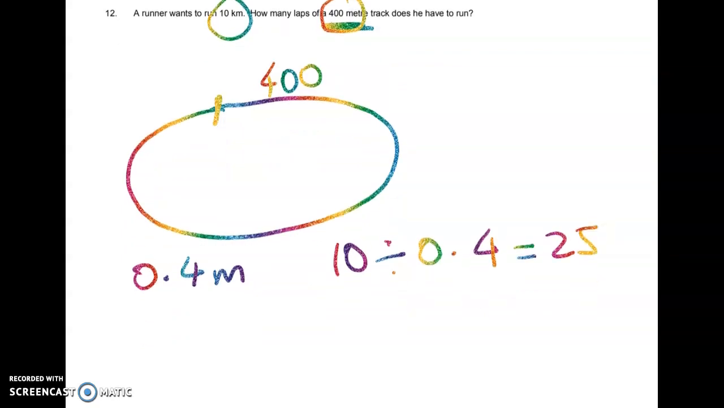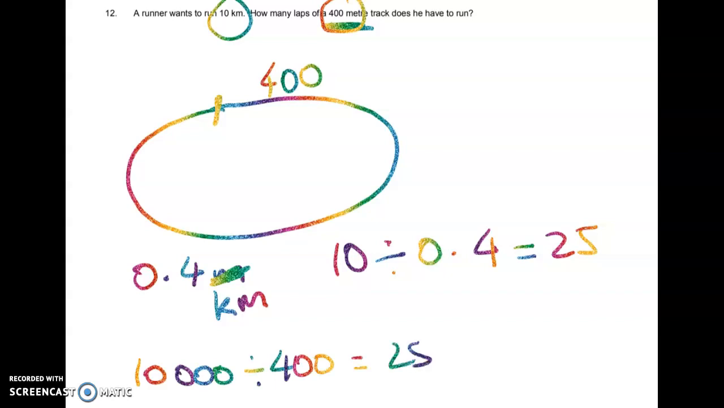Or if you wanted to do that in, that's not 0.4 metres, that's 0.4 kilometres. Right, or the other way we could do it is to work in metres, and we'd have 10,000 metres divided by 400 metres, and that would also give us 25 laps. It's worth putting that word laps in because it makes it clear to the reader what you're talking about. Always try and answer in context.